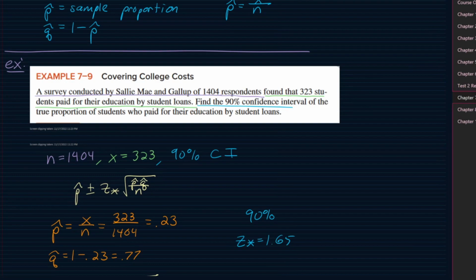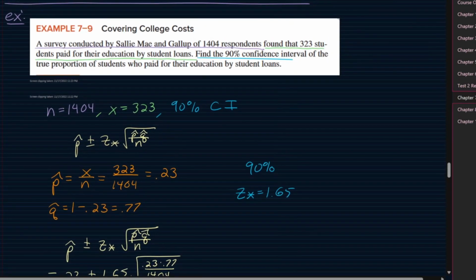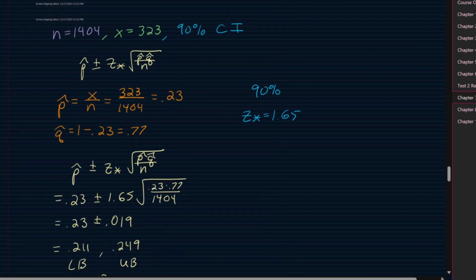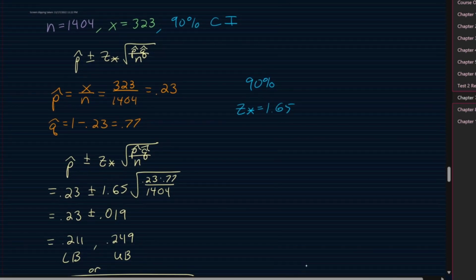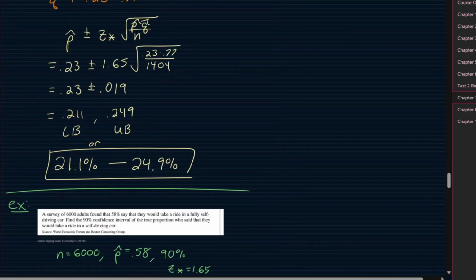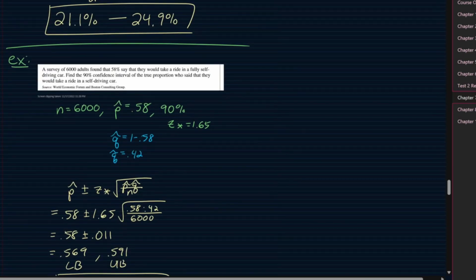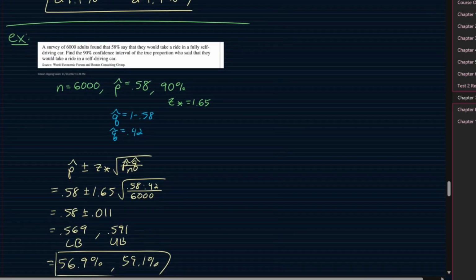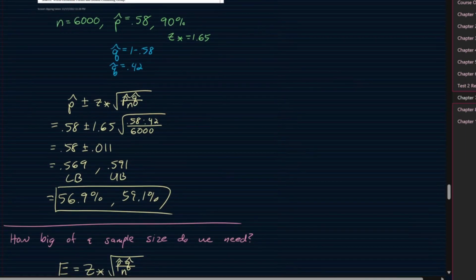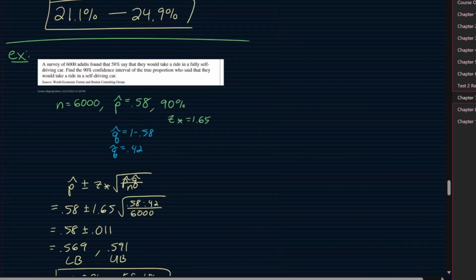And so we get our p hat. That's going to be 323 over 1404. We've got a 90% confidence interval. Our q hat is 1 minus p hat. And we ended up getting all these values. Plug it in, and that gives you your lower and upper bounds for the true proportion. So not so bad, pretty similar kind of idea, just a different formula. You just have to be able to pick out that stuff.